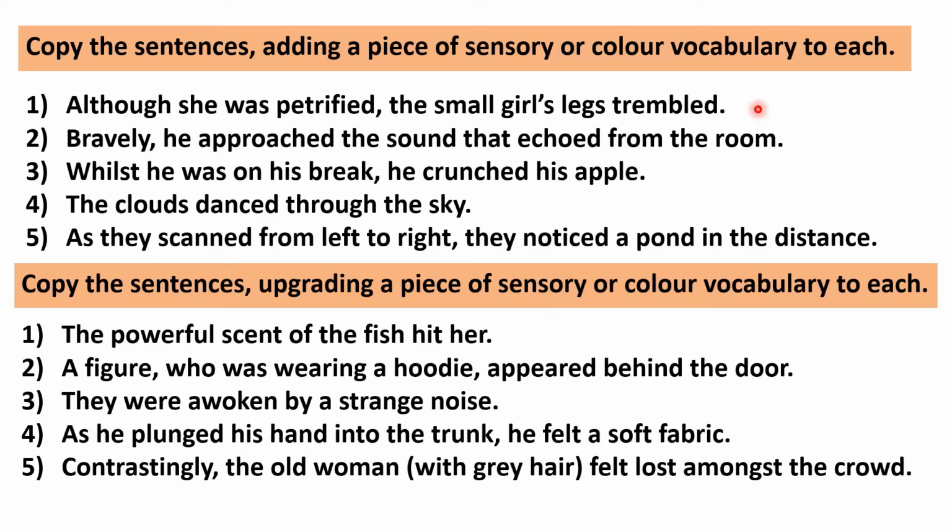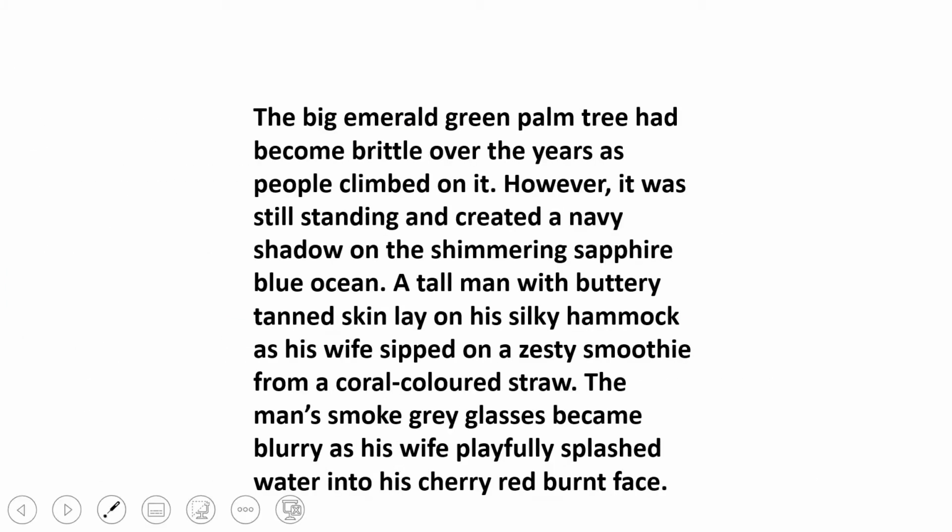So we can do it in sentence form, but how do we do it in our paragraphs? Have a look at this example on the screen. Let's read through it together. The big emerald green palm tree had become brittle over the years as people climbed on it. However, it was still standing and created a navy shadow on the shimmering sapphire blue ocean. A tall man with buttery tanned skin lay on his silky hammock as his wife sipped on a zesty smoothie from a coral-coloured straw. The man's smoke-grey glasses became blurry as his wife playfully splashed water into his cherry-red, burnt face.